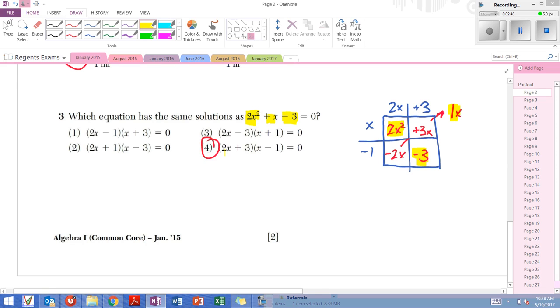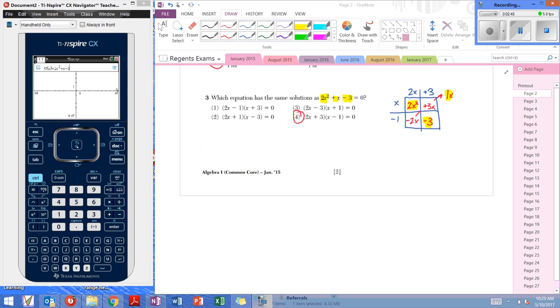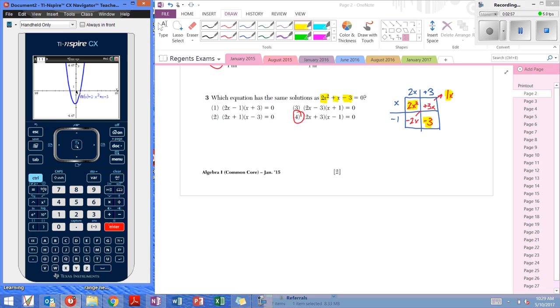Or let's look at the calculator option. So the first thing that I do here is, well, I'm really happy because it said equal to 0, so that I just treat that as my f of x. So I type in the original and push enter. Here's my graph. Then what I want to do is find the graph that matches up, because if it has the same solutions, it's going to have the same roots. So we're really looking for the graph here that has the same roots, same solutions, same x-intercepts, all means the same thing.